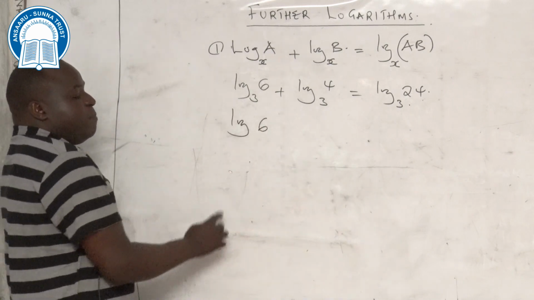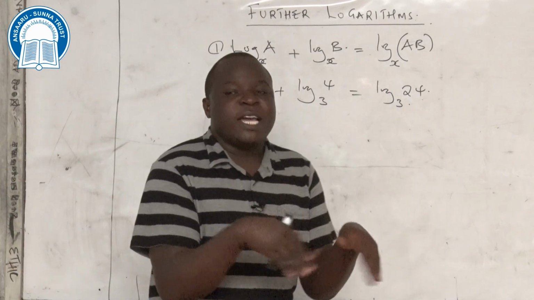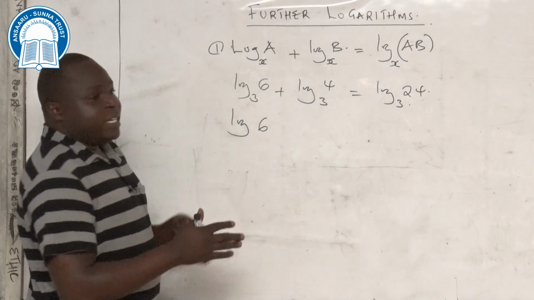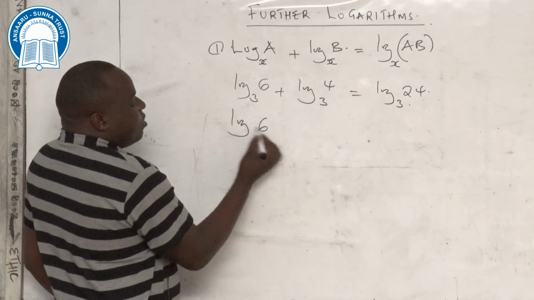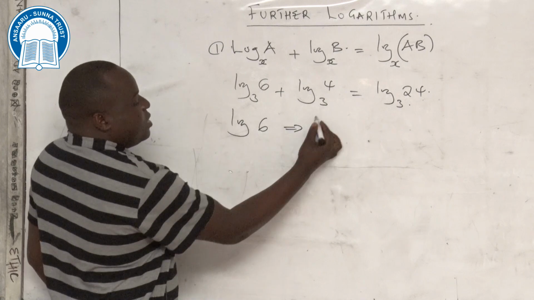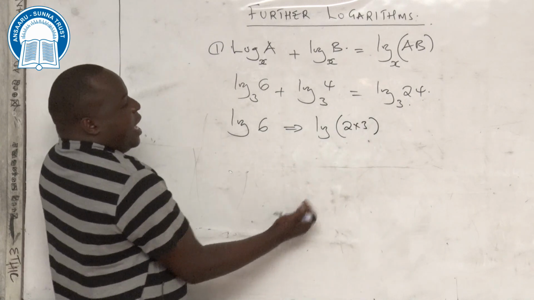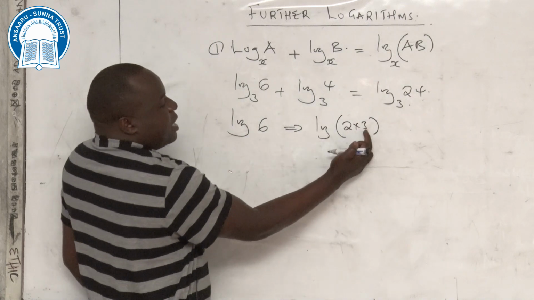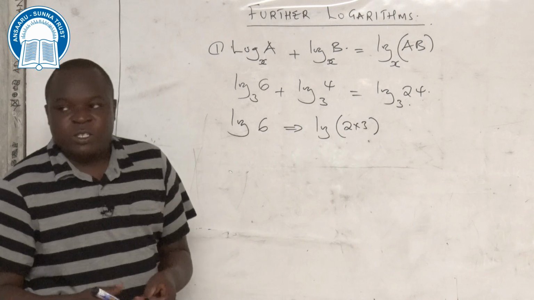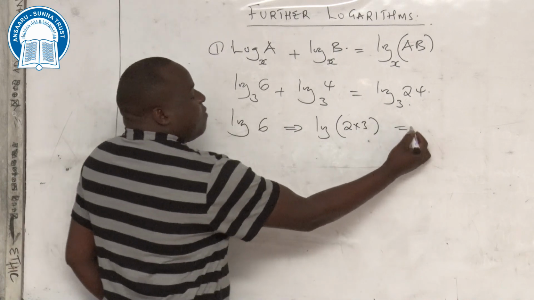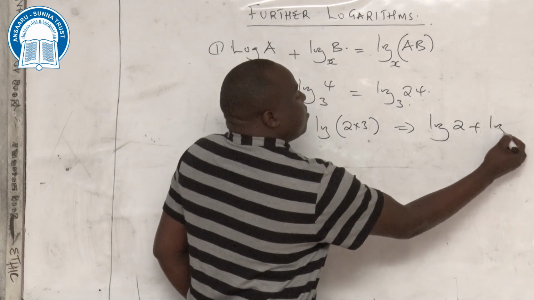So you might be asked, write log 6 in terms of log 2 and log 3. So 6 is the same as 2 times 3. Then this means log 6 is actually the same as log into brackets 2 times 3. And according to this law, if there is times, then it means to split. Where there is a multiplication sign, you add the values. So the final answer for this is supposed to be log 2 plus log 3.